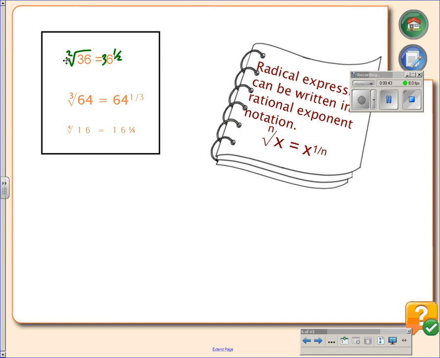So in our second example here, we have the cube root of 64. So that becomes 64 to the 1/3 power. And then the fourth root of 16 becomes 16 to the 1/4 power.